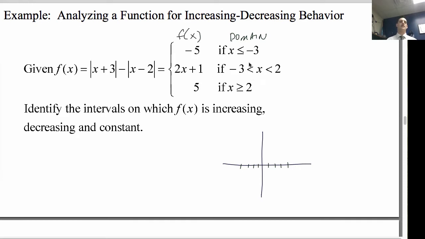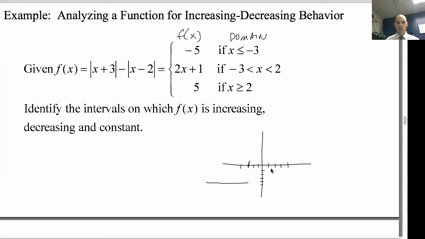Okay, so check this out. On my domain, x is less than negative 3. So here we go. Here's negative 1, 2, 3. All the way up until this point, x is equal to negative 5. So my graph, f of x, literally is negative 5. So it's a flat line all the way up until x, so x is less than or equal to negative 3. Right there. Okay?